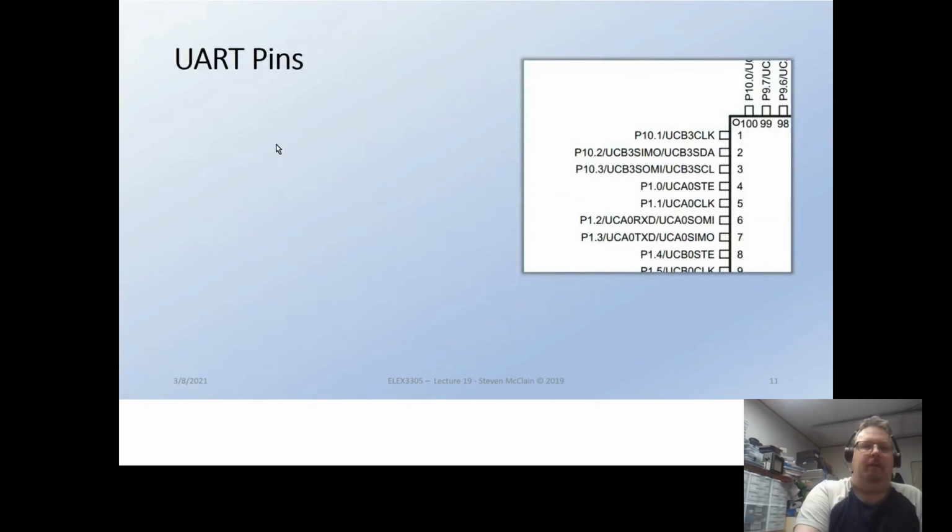Okay, the UART pins are actually on the PC, or on the CPU. And I must have showed you this diagram at least once already. So you can kind of read it already, right? This is either port 10.1, this is port 10.2, and then UC is the Universal Communications. That's what we're talking about. And it's B3, and then this is the clock pin.